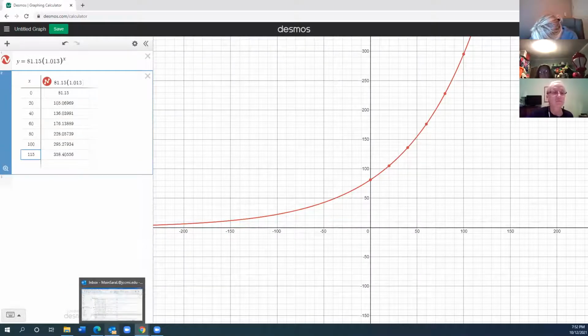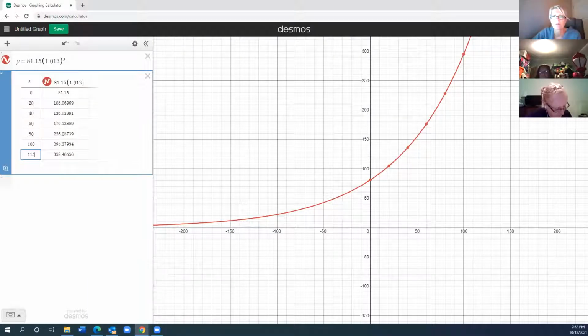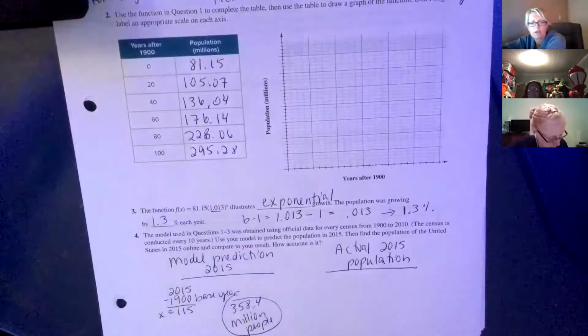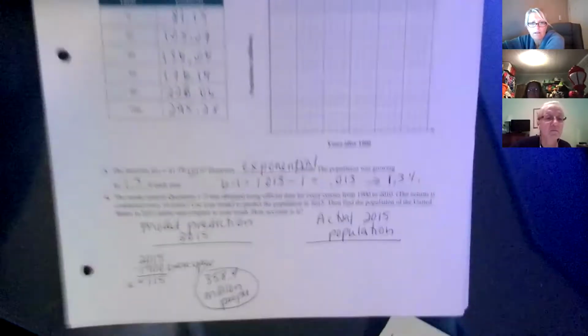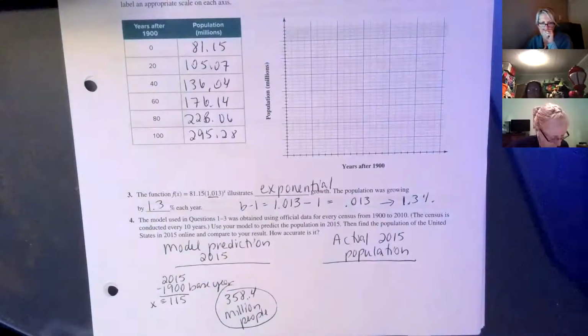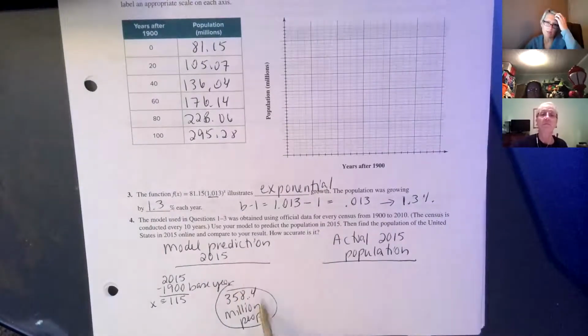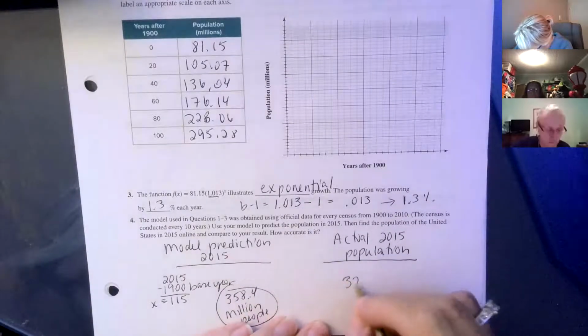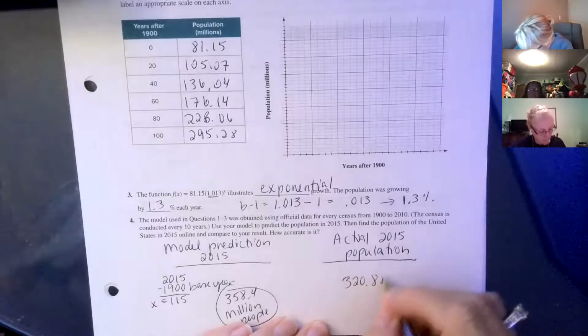And then online, I already looked up the actual 2015 population. And I'm going to go back to my paper here momentarily. So we came up with my model prediction, and then the actual population was 320.88 million.